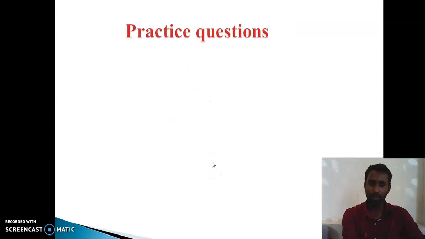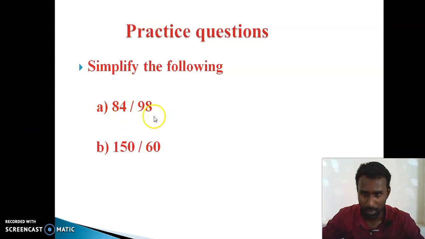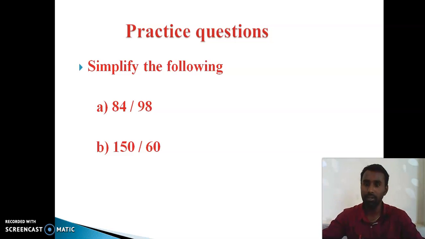Okay. So this is the practice question. To simplify the following, same way, start from 2 or 3; 3 will not come, I think. Starting from 2, you can take any table. If you know the larger table, larger number, like the 6 table, not 12, some other. Just see which table will come. Simplify further, and at last you will get one answer that cannot be simplified further. That is your simplified form.